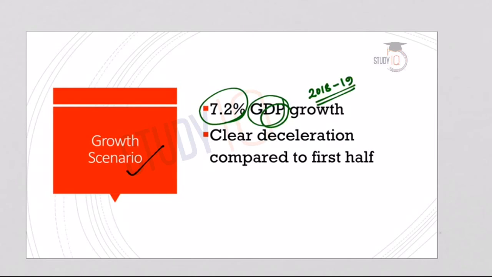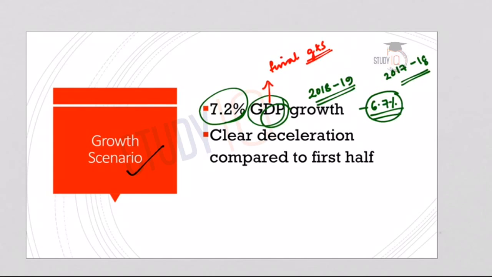According to this estimate there is an improvement over the previous year, that is in the financial year 2017-18, when the GDP growth rate was 6.7%. So compared to the previous financial year there is an improvement in the GDP growth rate, and GDP is the monetary value of all the final goods and services produced in an economy within a financial year.